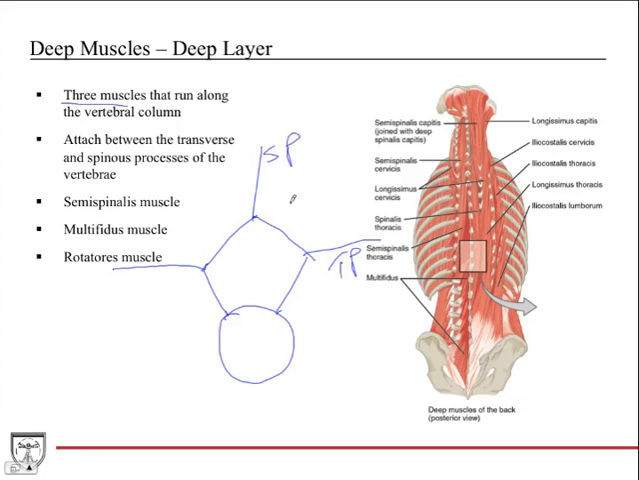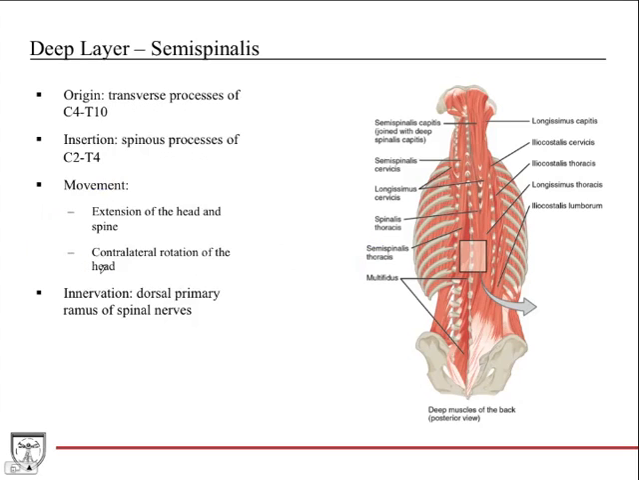These muscles, they're very small, and they're very, very deep in the back. This is not something you're going to encounter in your superficial dissection of the back, okay? So these muscles are these, and they run all along the entire length of the spine, okay? And they're attaching between multiple transverse processes and spinous processes of multiple vertebrae, okay? Now, these three muscles, they're the semispinalis, the multifidus, and the rotators. So we'll go through each of those now.